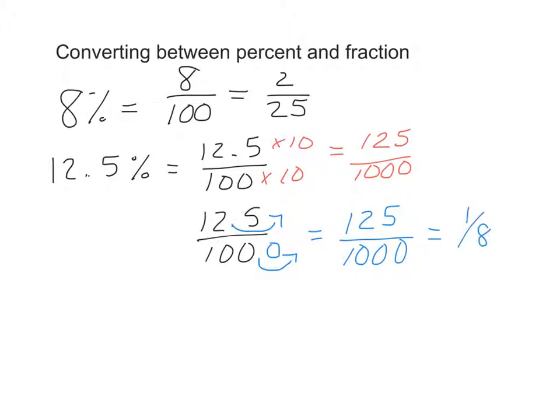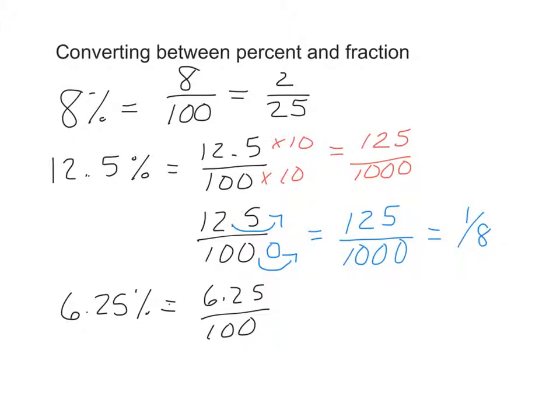Let's look at one more example. Suppose that we had 6.25%. Starting in the same way, 6.25 over 100. Again, notice that we have a decimal in our fraction. We cannot leave a decimal in our fraction, so we're going to have to adjust our values in the numerator and the denominator to alleviate that problem.